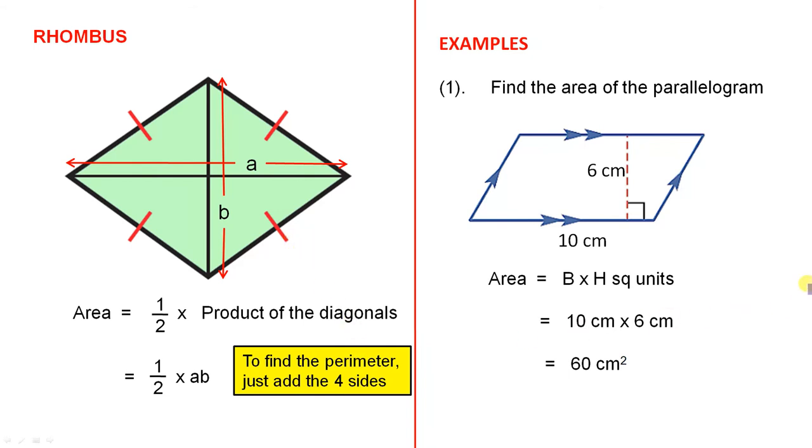Let's look at some simple examples. Here is example 1. Find the area of the parallelogram. We know the length of the base, which is exactly the same as that length there. We know the perpendicular height between those two parallel sides. So the area is b times h square units, which is 10 centimetres times 6 centimetres, which is 60 square centimetres. So the area of the parallelogram is 60 square centimetres.